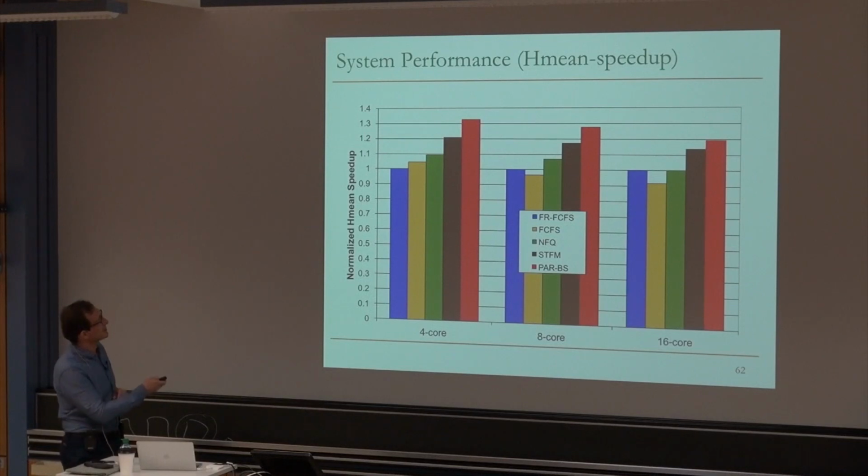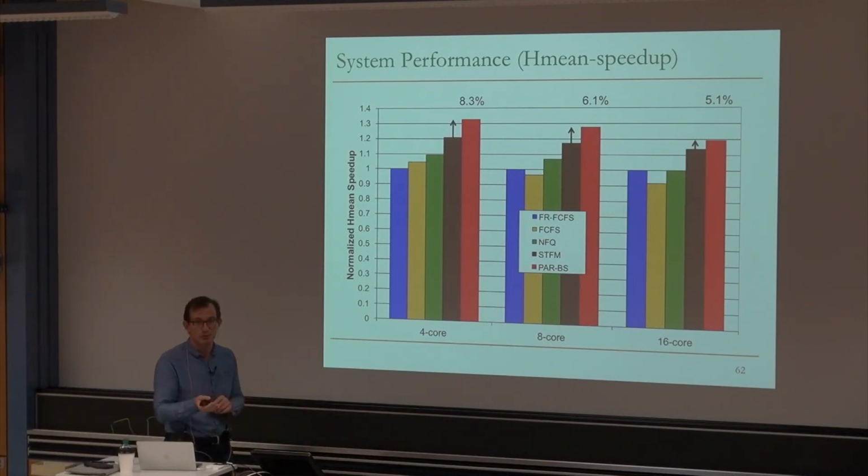Okay, so let's take a look at the performance. Basically, this is first-ready, first-come-first-serve. That's normalized. First-come-first-serve, actually, in this case, it's better. It's worse over here. Network fair queuing tends to be slightly better. And STFM actually improves performance compared to previous ones, and PAR-BS actually improves performance even more.